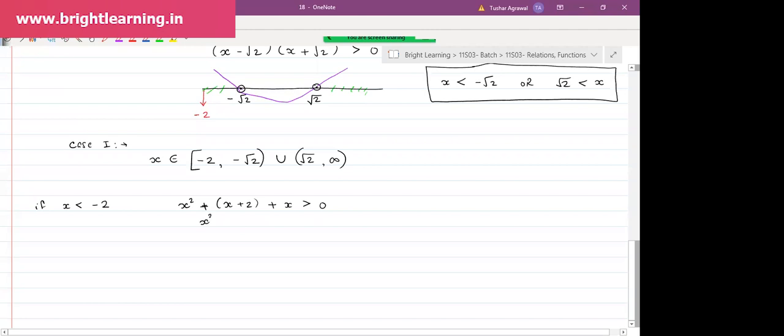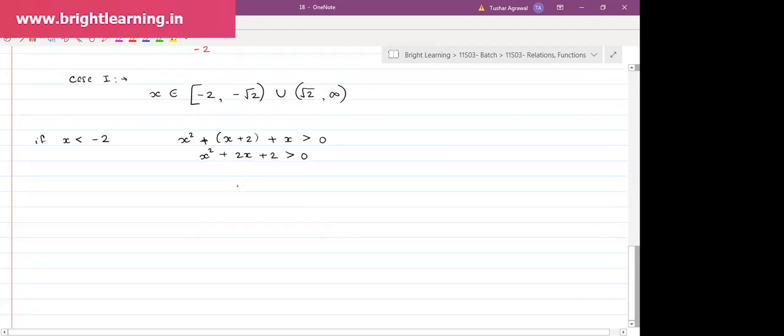So the function becomes x square plus 2x plus 2 is greater than 0. If you solve this, how does the graph look? I will check the value of a, which is equal to 1, so it is an upward facing U. Second, b square minus 4ac turns out to be 2 square minus 4 multiplied by ac, so it turns out to be negative. So b square minus 4ac is less than 0.